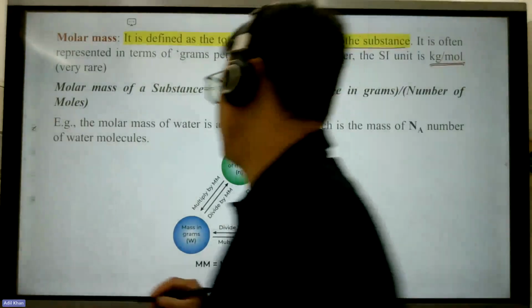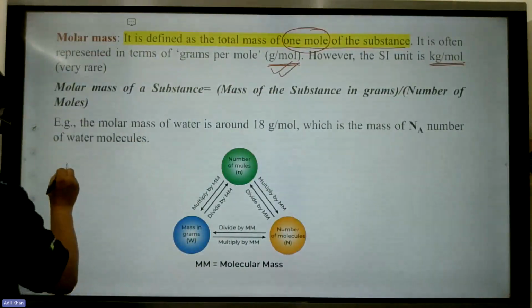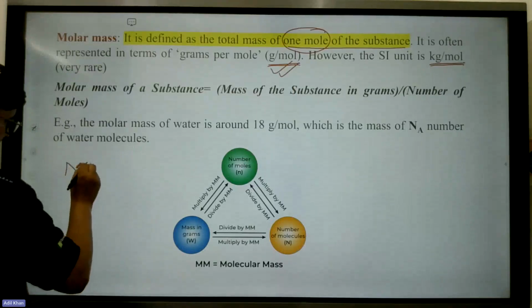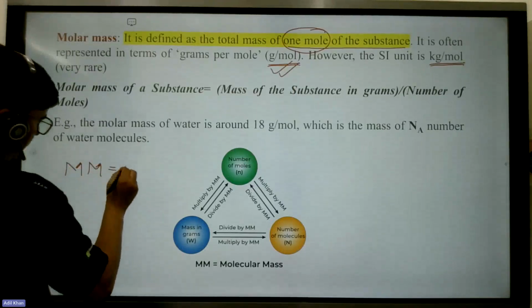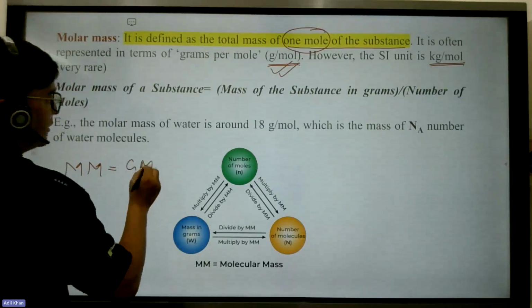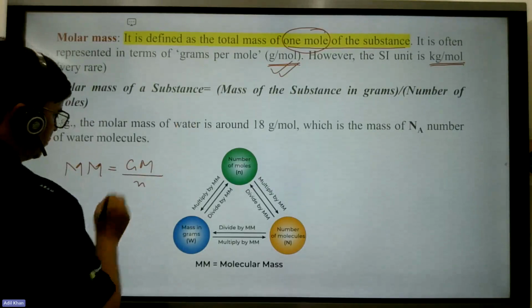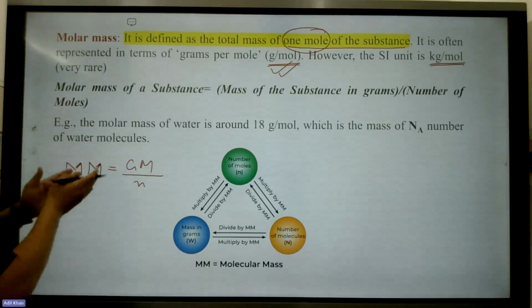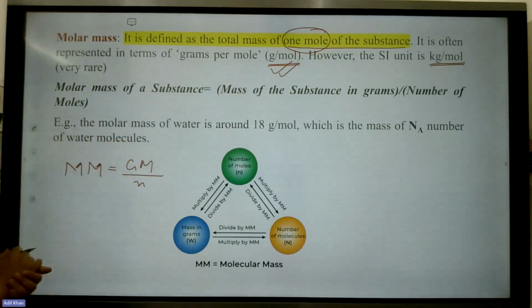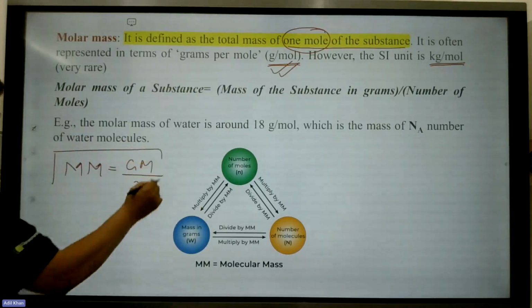So the formula for molar mass: suppose MM stands for molar mass. We write the formula as given mass by number of moles. Number of moles is represented by small n. So molar mass is equivalent to given mass by number of moles. That's how we calculate it.